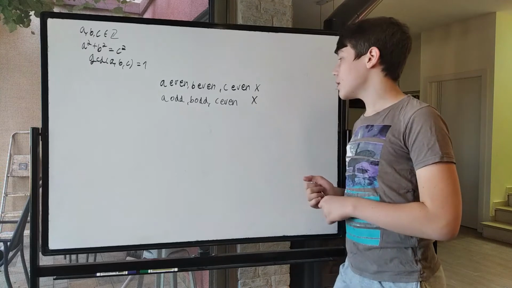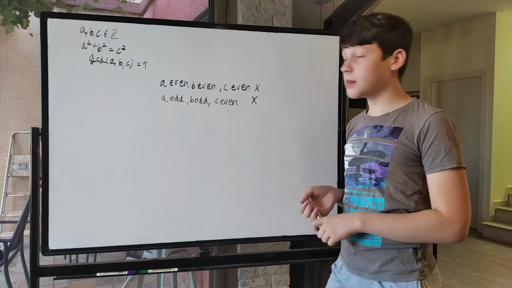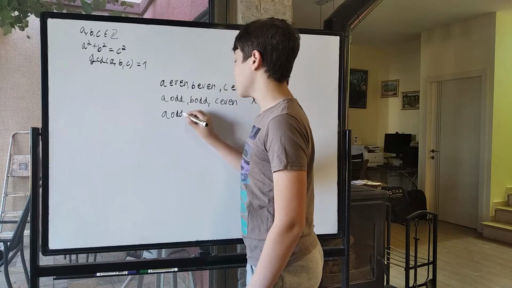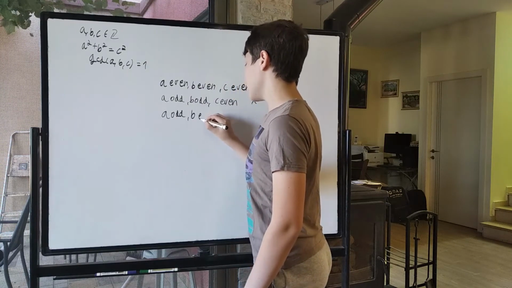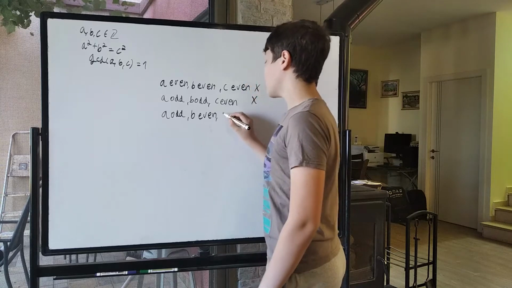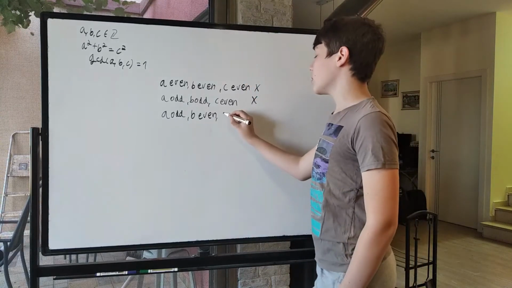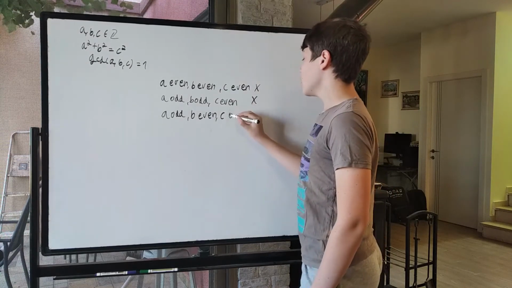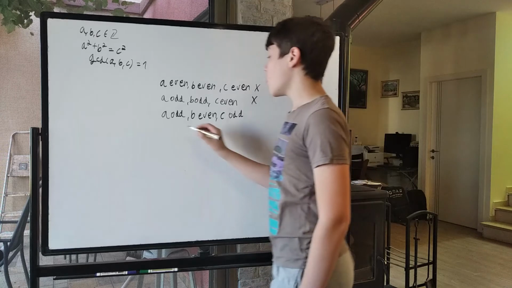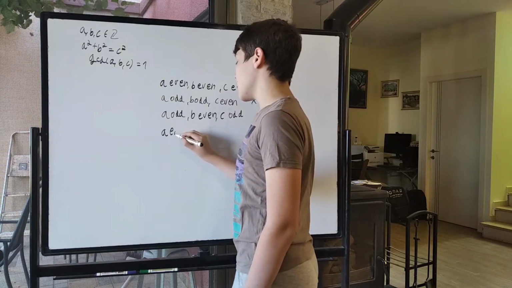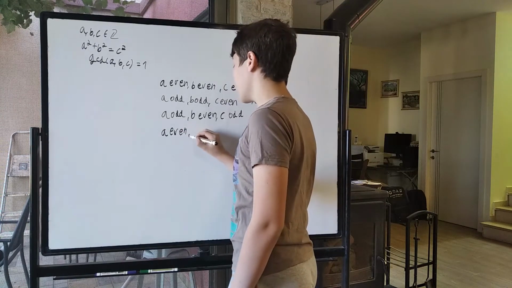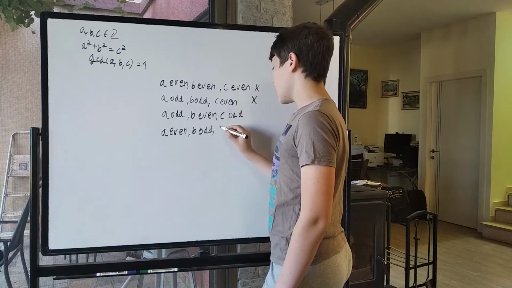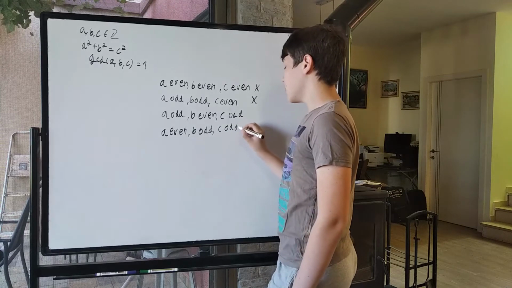Okay, so now let's look at the other two possibilities that we have. Either A is odd and B is even, in which case odd plus even will give us C is odd, or it's the other case where A is even and B is odd, and so we'll get that C is odd.